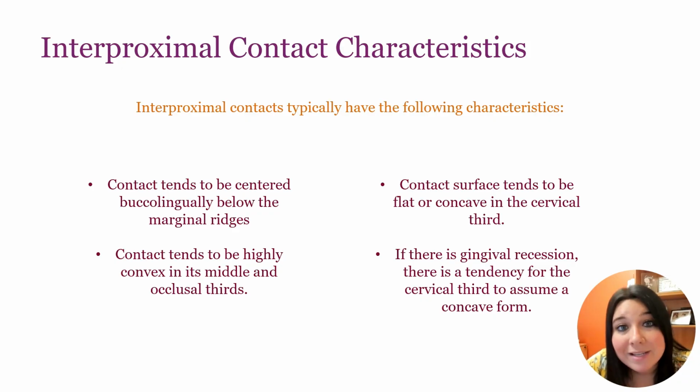So to help achieve these characteristics, it's important to select the correct matrix system that reflects these characteristics built into the design of them. Sectional matrices tend to result in tighter contacts, especially for posterior composite restorations, because they're already pre-contoured, they're doing that contouring work for us.